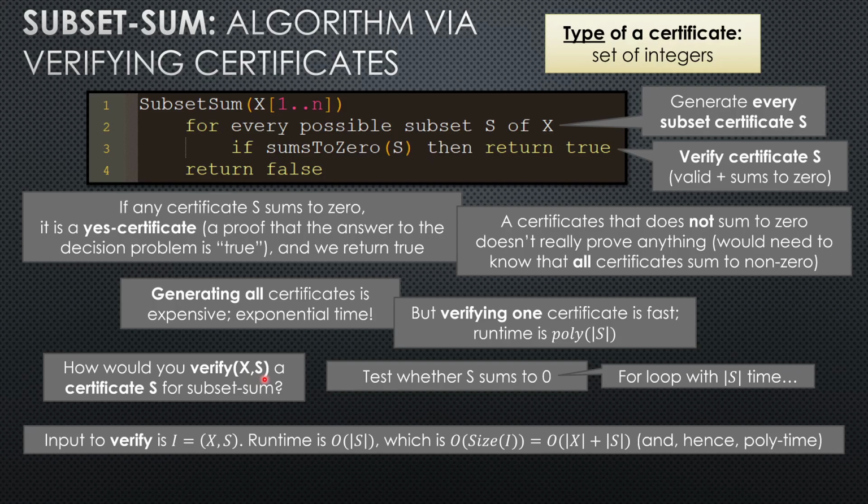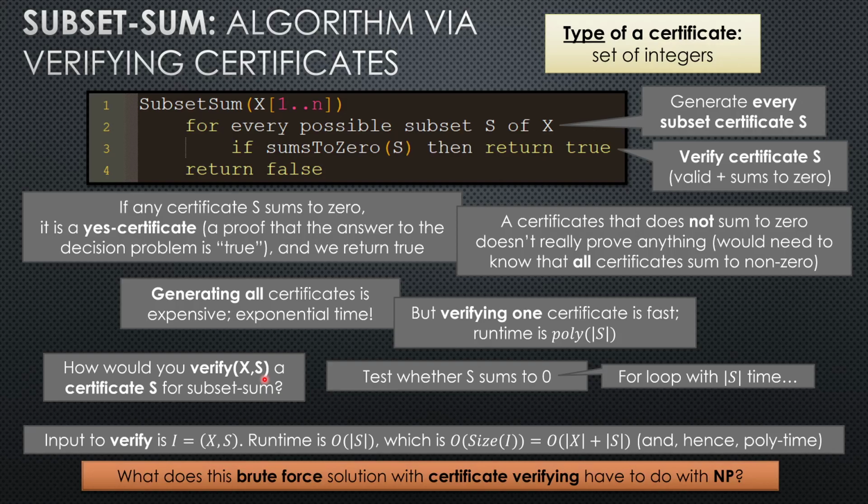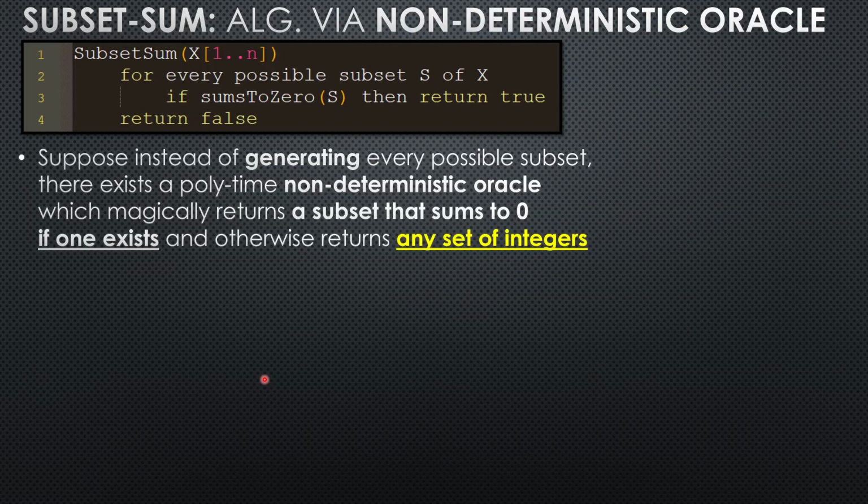Okay, so we've managed to verify certificates in polytime here, but generating the certificates was expensive. So what does this brute force solution via certificate verifying have to do with NP, with non-deterministic polytime, the class of problems? Just like we saw on the previous slide, a subset sum solution via generating every possible subset and then verifying those certificates.